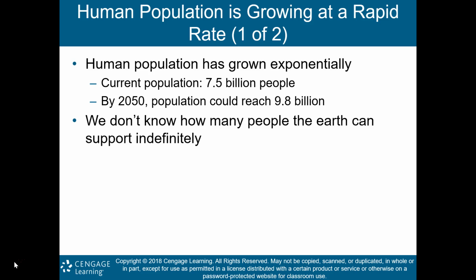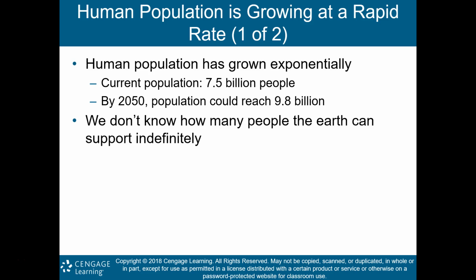So here you can see human population has grown exponentially and is expected to continue to experience exponential growth for a while. There's some different things that could happen that we'll talk about. Here you can see current population, 7.5 billion people. Actually, it's more about 7.6 billion people. And there are projections that human population could reach 9.8 billion by the year 2050. And then here it says we don't know how many people the Earth can support indefinitely. So basically, we don't really know what Earth's carrying capacity is.